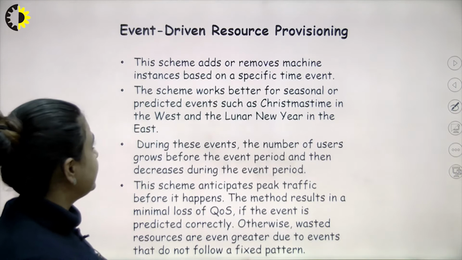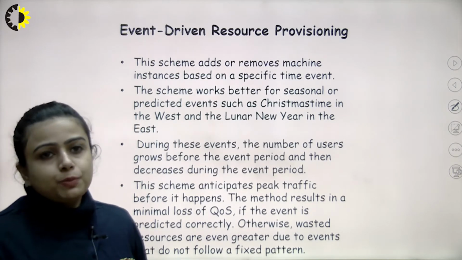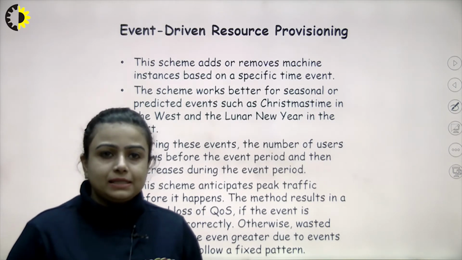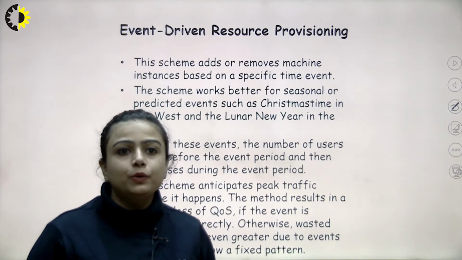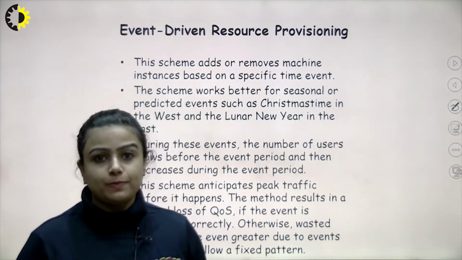Then secondly, event driven resource provisioning. What will happen in this scheme is that the scheme will add or remove the machine instances which are based on a specific time event.